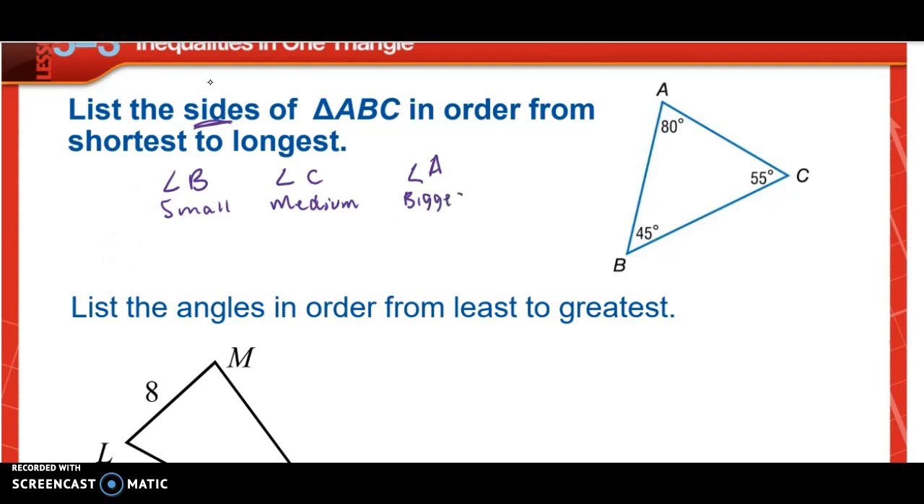This is the biggest angle. Angles. So we've got the small, medium, and biggest angles. Okay, so that means that across from angle B is side AC. Across from angle C is side AB, and across from angle A is side BC.